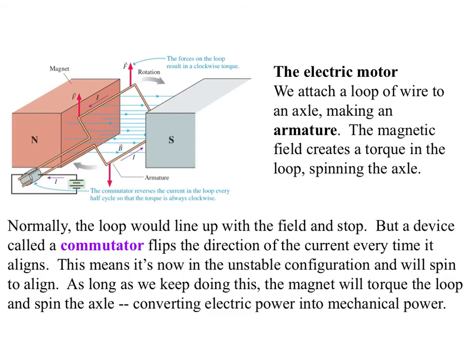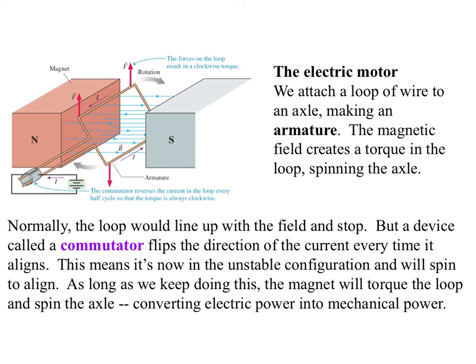All right. The principle of an electric motor, which is an important way of getting stuff done, works this way. We attach a loop of wire to an axle, making something called an armature. The magnetic field between this permanent magnet creates a torque on the loop, and that would spin the axle. Normally, the loop would just line up with the field and stop, but we use a device called a commutator, and it flips the sense of the current every time the current gets aligned.